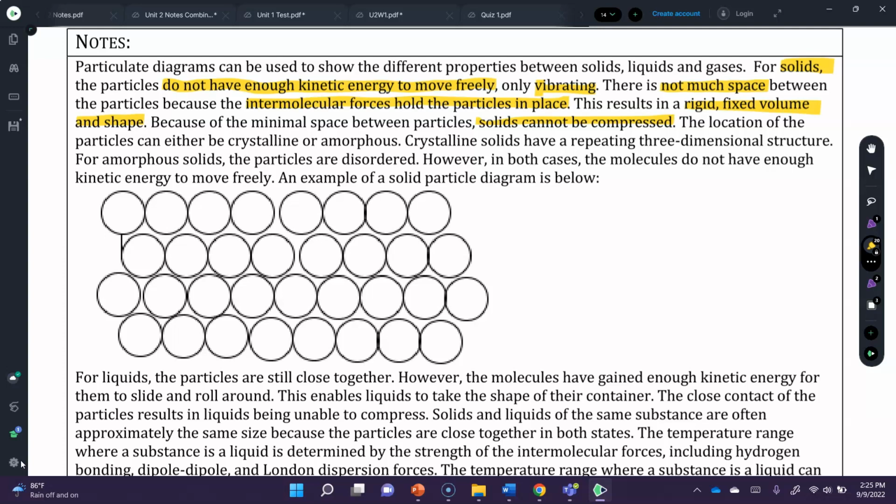Crystalline solids have a repeating three-dimensional structure. For amorphous solids, the particles are disordered. However, in both cases, the molecules do not have enough kinetic energy to move freely. An example of a solid particle diagram is below.